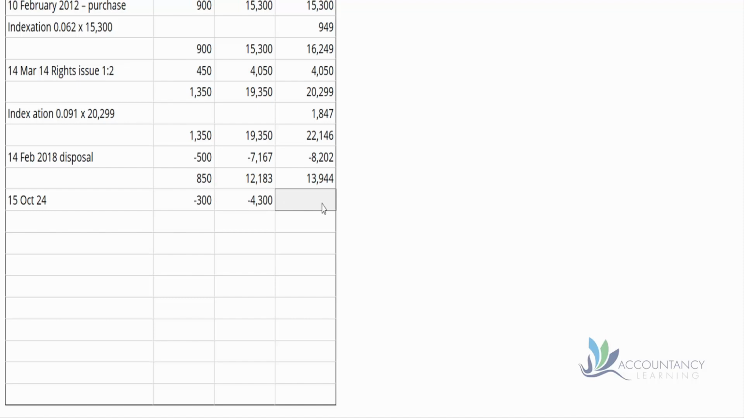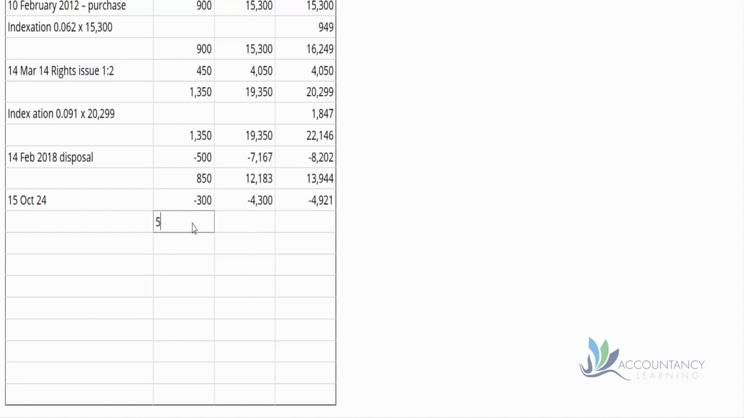And then we need to do the same for the indexed cost as well. So it's 300 divided by 850 and then multiplied by 13,944, and that gives us an index cost of 4,921. Okay, with a bit of rounding. Remember the question told us to round to the nearest pound. So that gives us our totals now.